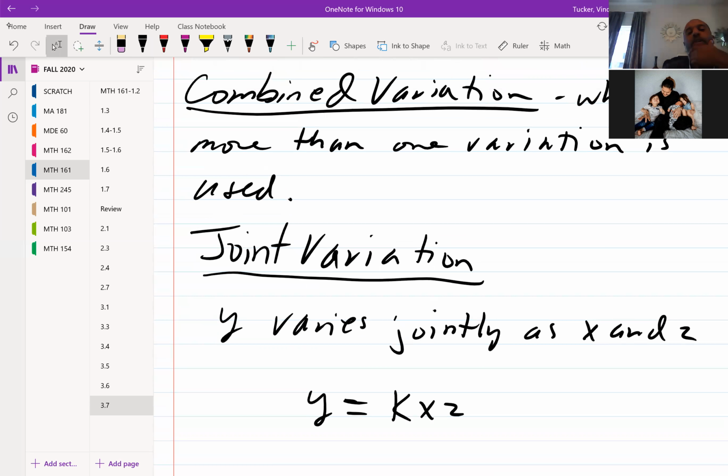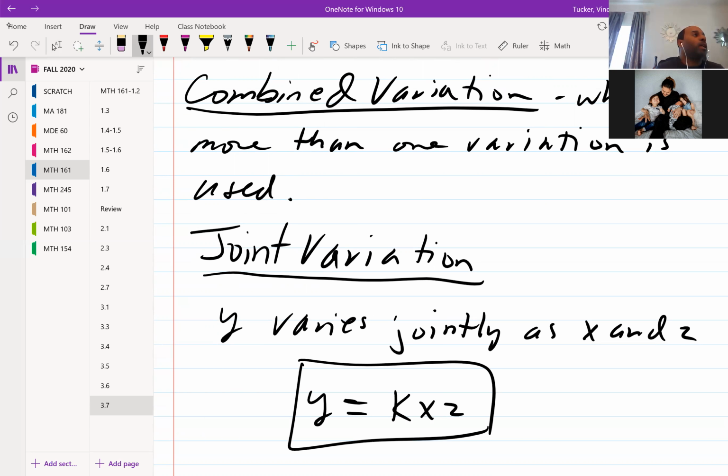All right, so combined variation is when more than one variation is used. In other words, if you use directly and inversely in the same problem, that's considered combined variation. Then the other one is joint variation. If you see the keyword joint variation, or jointly, y varies jointly as x and z, then this will be the setup. Just multiplying x and z. It's very similar to direct variation, just that you're multiplying more than one variable or more than one element. And don't forget k is still involved. K will always be a part of these variation setups.